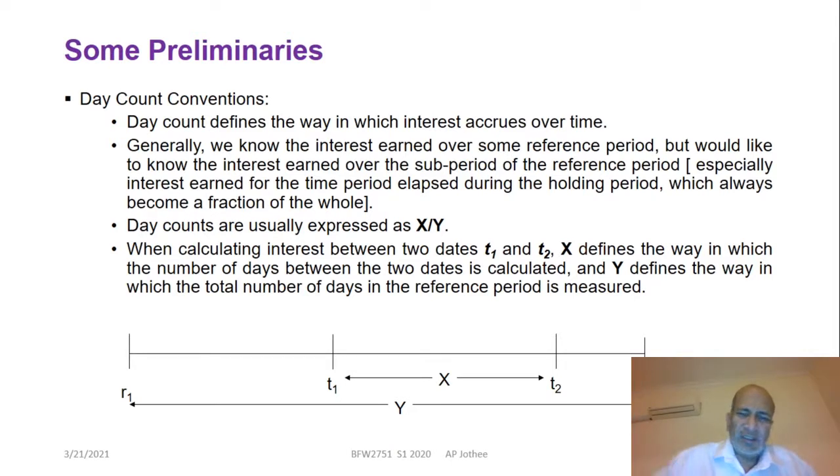Generally, we know the interest earned over some reference period, but would like to know the interest earned over a sub period in the reference period. Normally, the reference period is 1 year. But how many months are we talking about? And we're going to see how many days are in those months, because you know very well, January has 31 days, February has 28 or sometimes 29 days, March has 31 days.